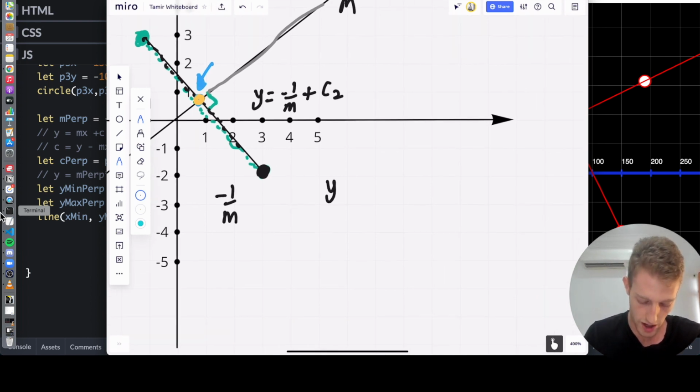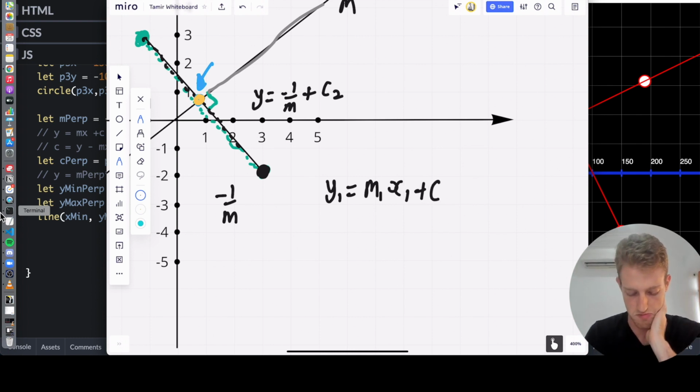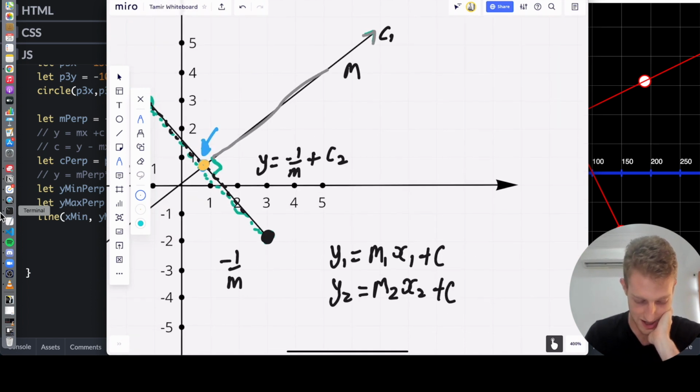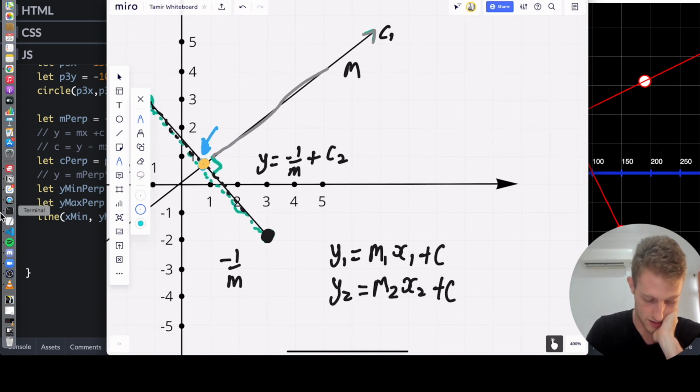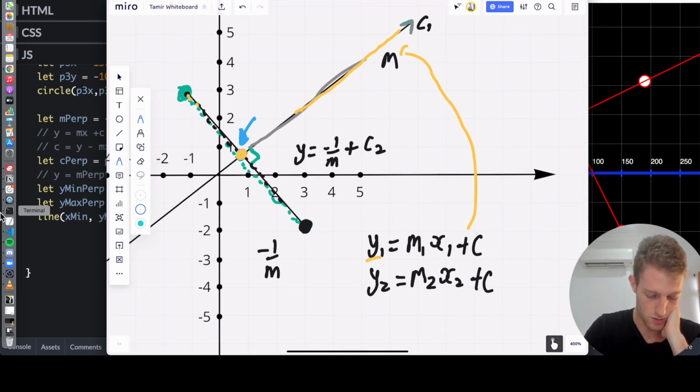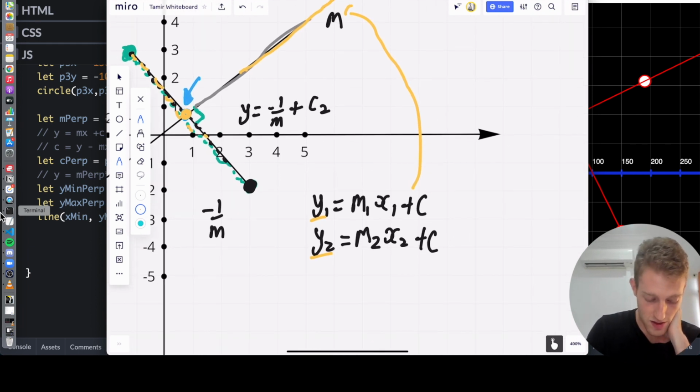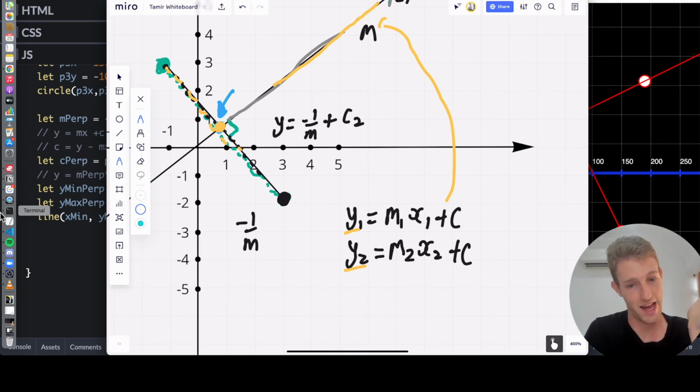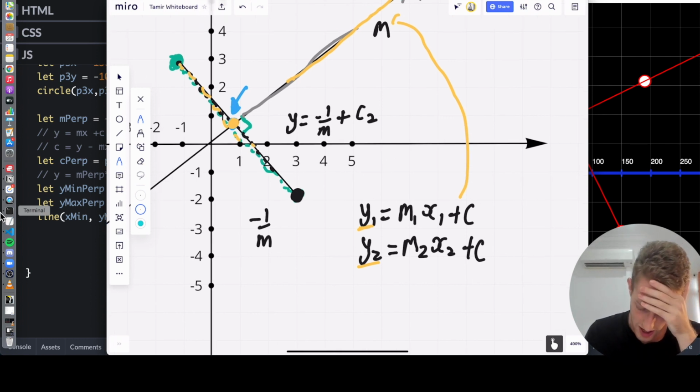If I say y1 is equal to m1 x1 plus c, let's say that's one equation. And then I have another one, y2 is equal to m2 x2 plus c. Okay, so those are two equations of a line. Let's imagine this line over here was the first one, the y1 line, and this one was our y2 line. So at this particular point over here, our y's and x's are equal, right? The y1 and x1 for this line is the exact same as the y2 and x2 for this line.